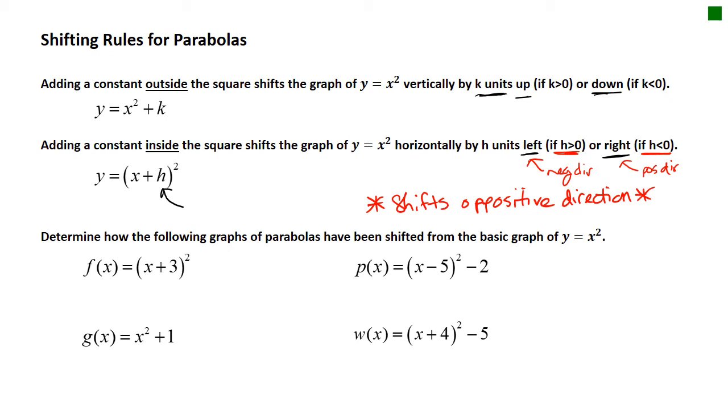All right, so a couple of examples here. Let's say we have these 4 equations for the functions f, g, p, and w. Based on the equation, let's think about how the graph has been shifted. Starting with f, notice that the constant is added on the inside here. 3 is added on the inside of the square. So that's a left or right shift. It's a +3. So remember, +3 would be the opposite direction, so you would shift left in the negative direction.